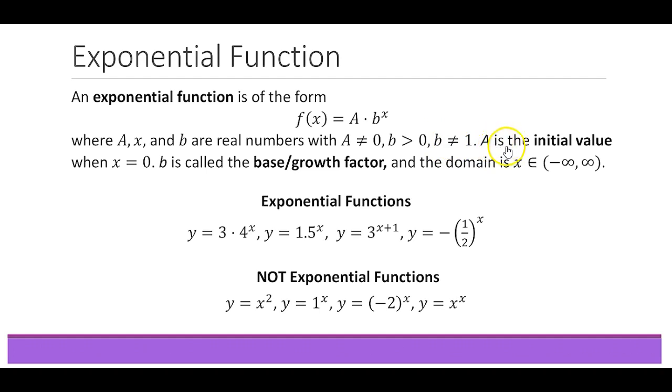A has a special name. It is the initial value. So in other words, when x is equal to 0, because if I plug in x equals 0, anything to the 0 is 1, and so all I'd have left is a times 1. So a is the initial value when x equals 0. B is called the base of the exponential, or sometimes called the growth factor. And the domain of an exponential function is all x values in negative infinity to infinity. So I can go ahead and make the exponent any number I want.